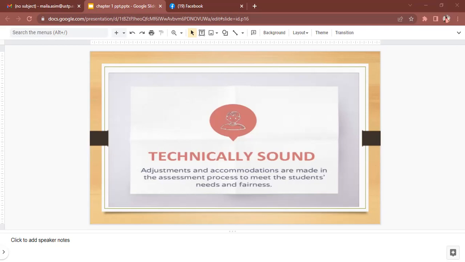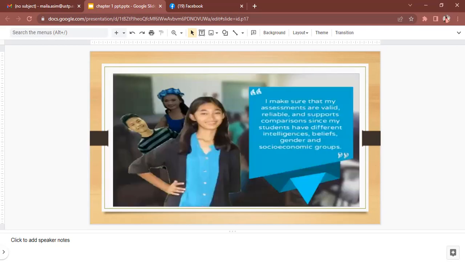Okay, according to my teacher, I make sure that my assessments are valid, reliable, and supports comparisons since my students have different intelligences, belief, gender, and socio-economic groups. So according to her, ang iyang assessment should be valid. Mabito na natin gitawag nga validity, reliability, so that it would be easier for us to identify if our assessments are that reliable, dili ra ba kay siya lisod or dili ra ba kay siya sayon, valid if the questions are valid, and of course, it will help you cater your different intelligences.